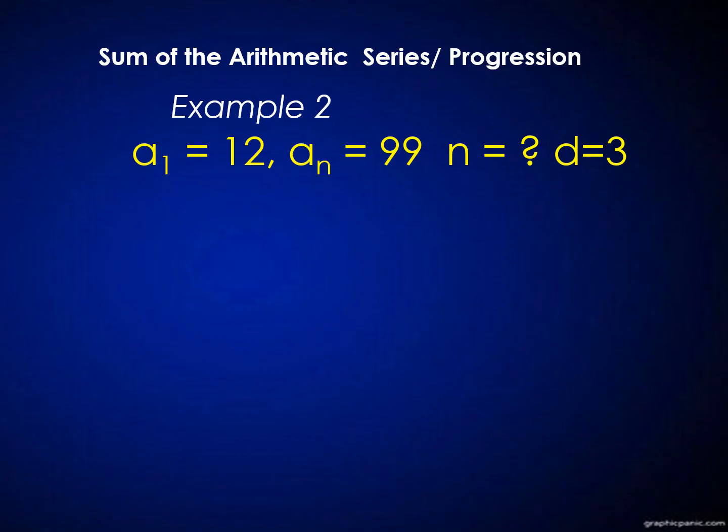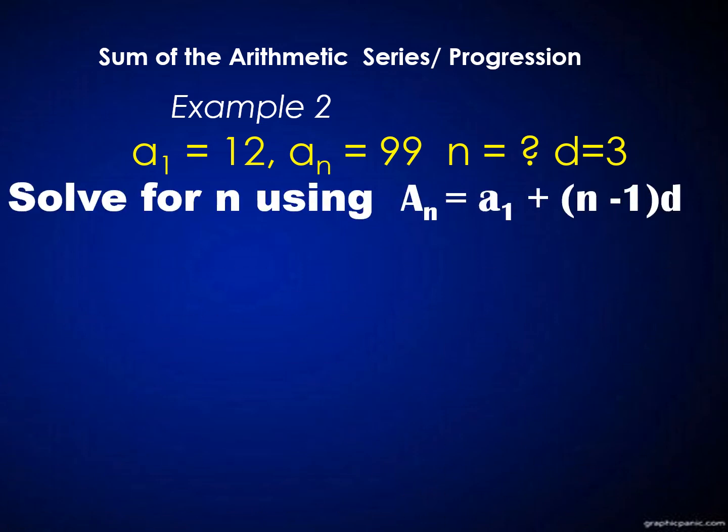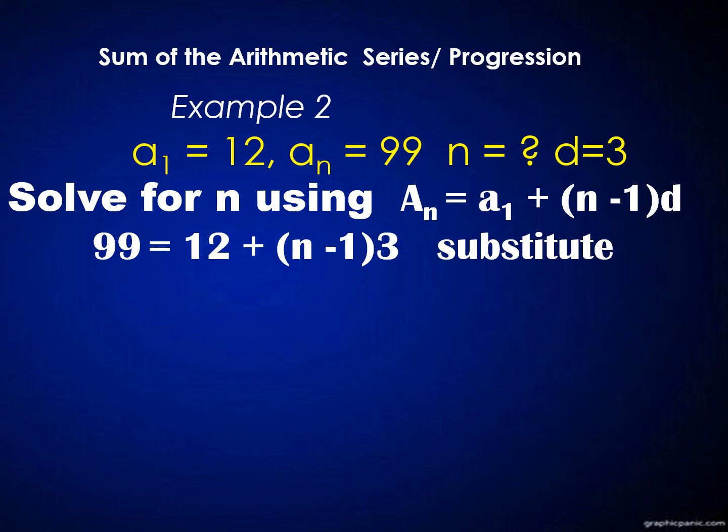Now, to get the summation of this arithmetic series, you have to identify first pang ilan ba yung 99 natin sa sequence. So, let us find the value of n. Again, we will use the formula a sub n is equal to a sub 1 plus n minus 1 times d. So, substitute all the values. So, a sub n is 99. Bakit 99 siya? Ito yung ating last term. Yung last term natin, hinahanap natin pang ilan ito sa sequence.